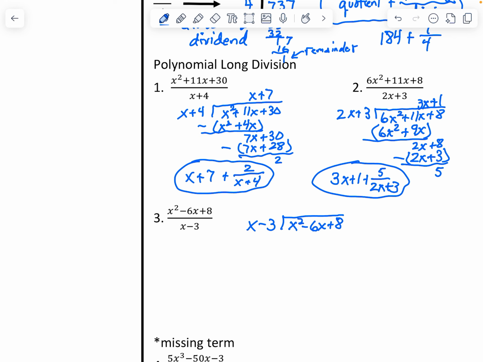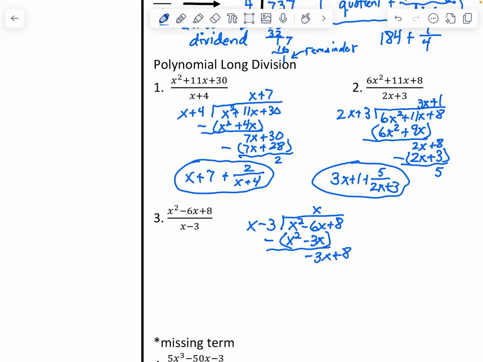So x times what gives me the x squared? That's just an x. X times x is x squared. X times negative 3 is negative 3x. We're going to subtract, and I put the parentheses around it. Now remember, x squared minus x squared, that's 0, that's gone. But the next one, negative 6x minus a negative 3x, minus a negative is a plus, so you're going to get negative 6x plus 3x is going to give me a negative 3x. So bring down the plus 8.